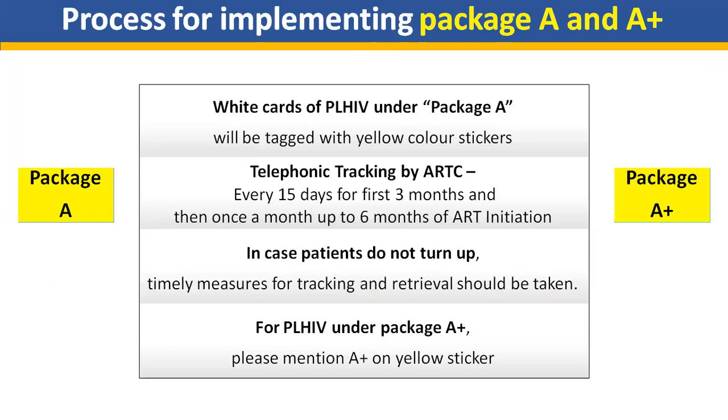Stage 3 or 4 illness, CD4 less than 200, and children 5 or less than 5. Now the A plus sticker, we will write A plus across the sticker, and basically, every 15 days for the first 3 months, we will be tracking by telephone, just a phone call to ask the patients, are you taking your medicines on time? Do you have any issues?